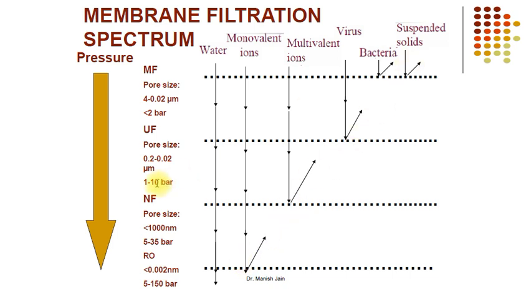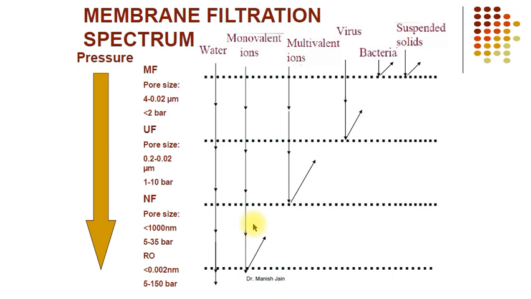In nanofiltration, the pore size is less than 1000 nanometer. It is in the nano range. The pressure requirement is 5 to 35 bar. In reverse osmosis, the pressure requirement is much higher, 5 to 150 bar. In nanofiltration, it is lower, 5 to 35 bar. So it will allow water as well as monovalent salts to pass, like NaCl or CaCl2, which are not poisonous for health.